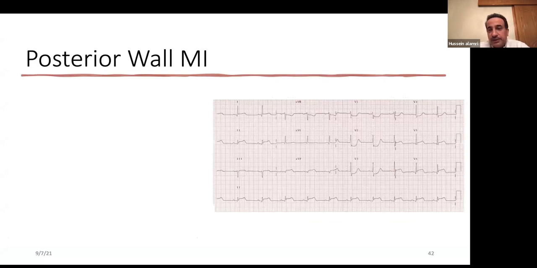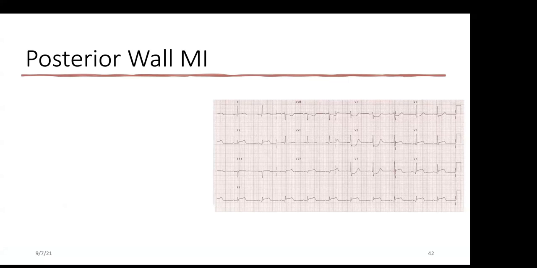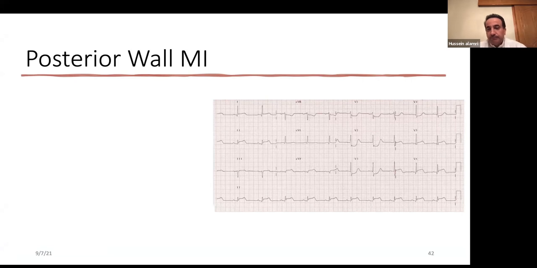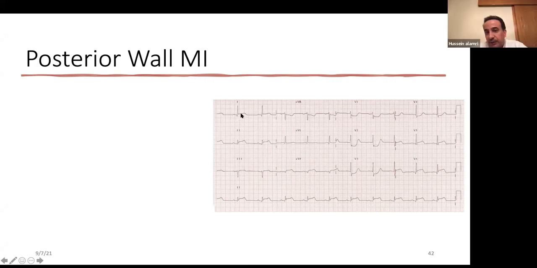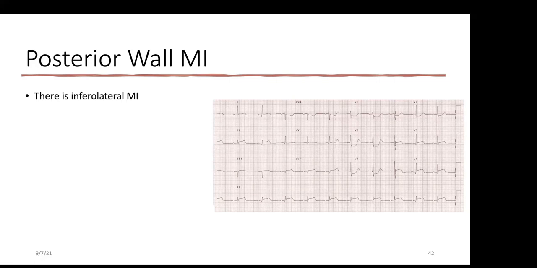So who wants to read this ECG? Okay, there is ST elevation in the inferior leads, lead 2, 3, and AVF, with ST depression from V1 to V3 as well, which indicates inferior with posterior MI. What about the lateral leads? There is ST depression also in V4 and some ST elevation in V5, V6. And in lead one also, there's some ST elevation. So lateral, inferior and posterior, I would say.